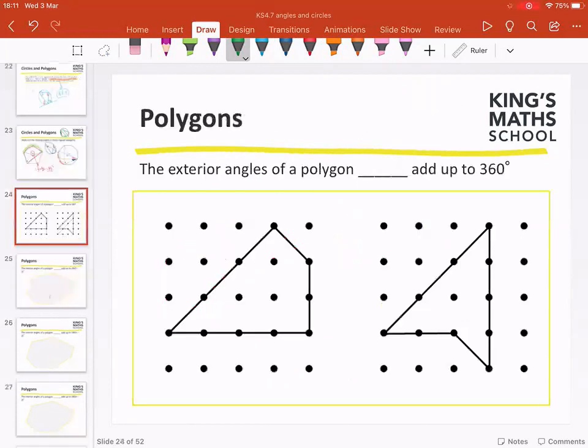Speaking of polygons more generally then, if you said to your year 11s or your year 10s, your top sets, what word goes there? The exterior angles of a polygon. Good question, Susan. Can I come back to that in a moment? Thank you, Susan. Good question, though. What word would you put there? The exterior angles of a polygon must or always. I bet they would. Yeah.